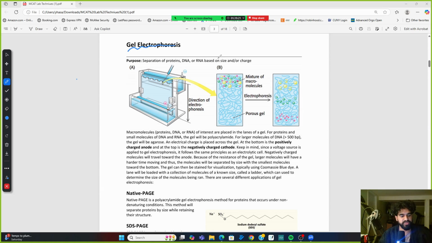This is basically just going to be us walking through the document and talking about it and looking through everything holistically. So macromolecules, large molecules of interest, are placed in lanes of a gel. For proteins and small molecules, it will be polyacrylamide. And for larger molecules of DNA, the gel will be agarose, right? An electrical charge is placed across the gel. So at the top over here, we have a negative charge, and at the bottom over here, we have a positive charge, right? There's a positively charged anode and a negatively charged cathode, right?